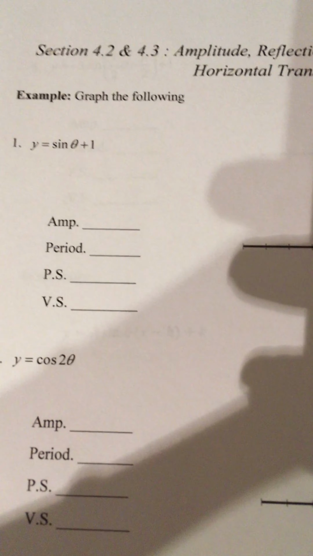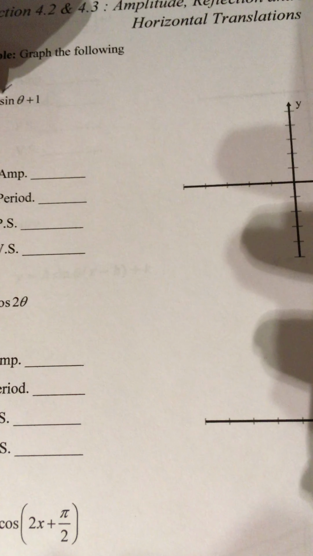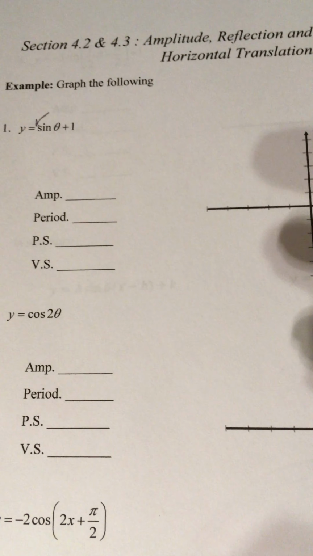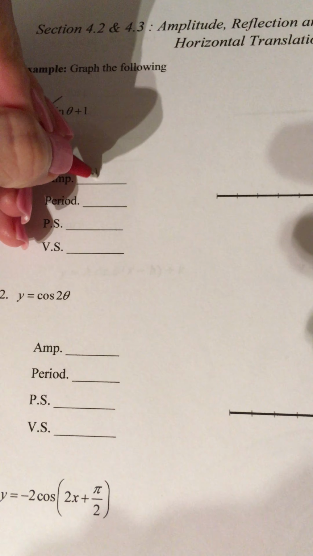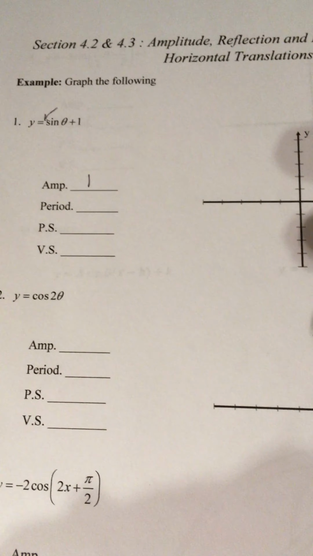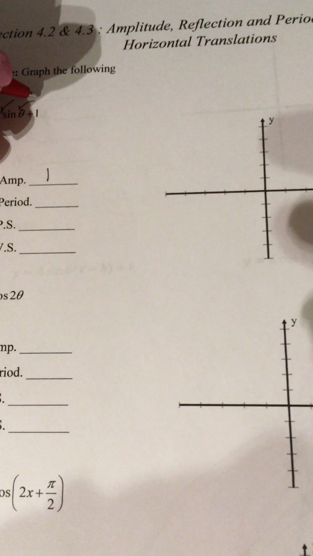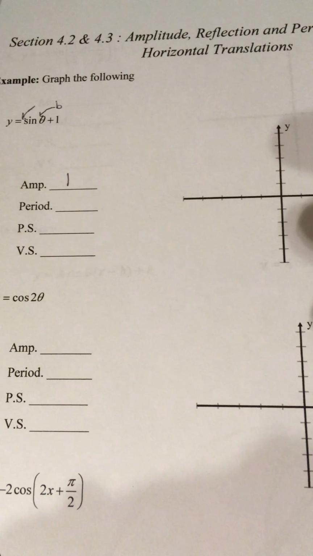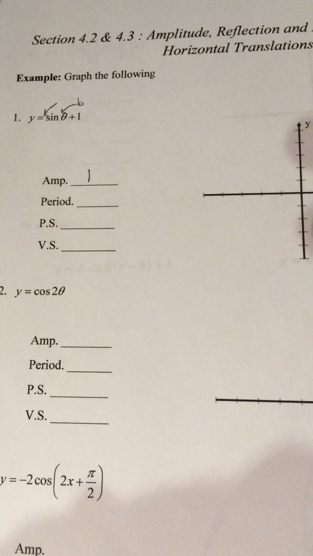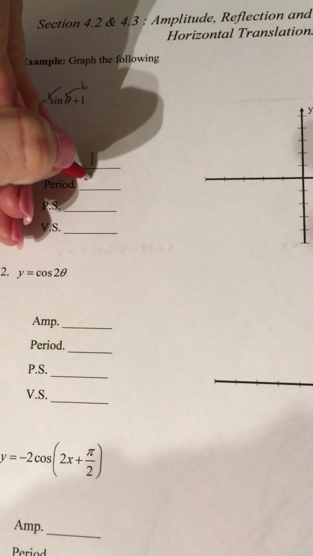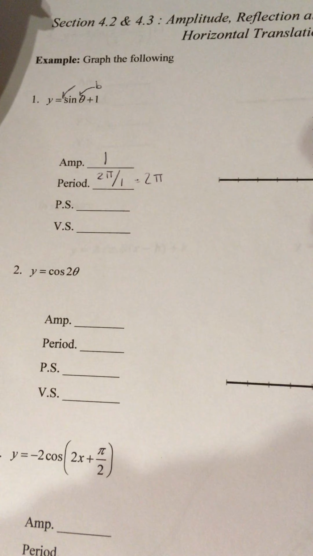It won't be an overwhelming amount of information. So for our first problem, we have y equals sine of theta plus 1. Now, our amplitude is the absolute value of the number in front of the sine function. There's no number there, so our amplitude is just 1. Period is 2 pi over b. Remember we talked about this last Thursday, that b is the number in front of theta, or it'd be in front of the parentheses. We'll see that a little bit later. If there's nothing there, it's just 1. So period is going to be 2 pi over 1, or just 2 pi.